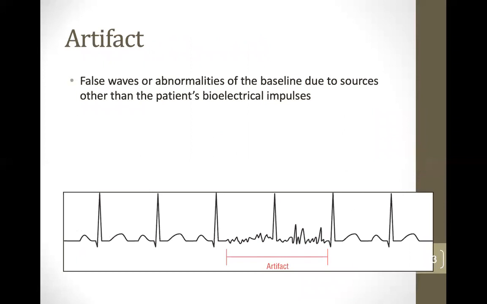Sometimes it's just artifact, which means they're false waves because there are some other bioelectrical impulses happening. Mainly they're moving, right? So we might have regular rhythms, everything's looking good, and then all of a sudden they cough, or they move their arms or legs, or they sneeze, or they begin talking even. All of that can give what's called artifact, which are these bumps up and down that are not part of the normal rhythm. It's just like a bioelectrical feedback that's happening. So sometimes some of that garbage is just artifact itself.